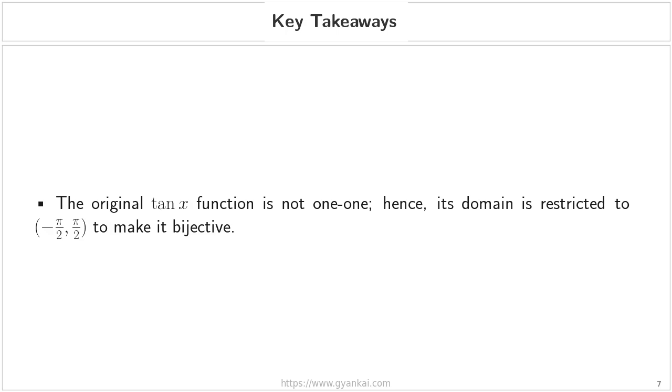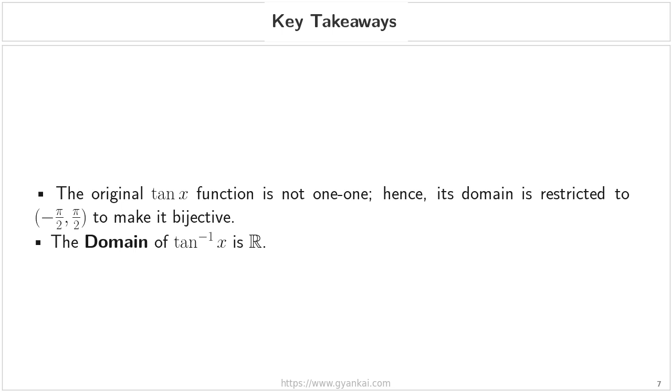Key takeaways. Now that we have walked through the theoretical foundations and a practical calculation, let us summarize the key takeaways from this section to ensure everything is clear. First, recall our earlier discussion on bijectivity. The original tangent of x function is not one-to-one because it is periodic, meaning it repeats its values. Therefore, we must restrict its domain to the open interval from negative pi over 2 to pi over 2 to make it bijective, which is a necessary condition for an inverse to exist.